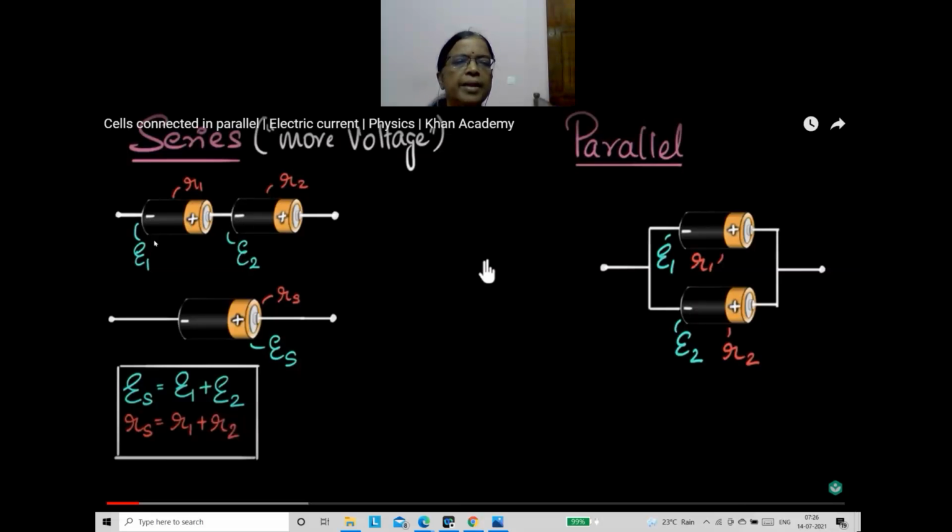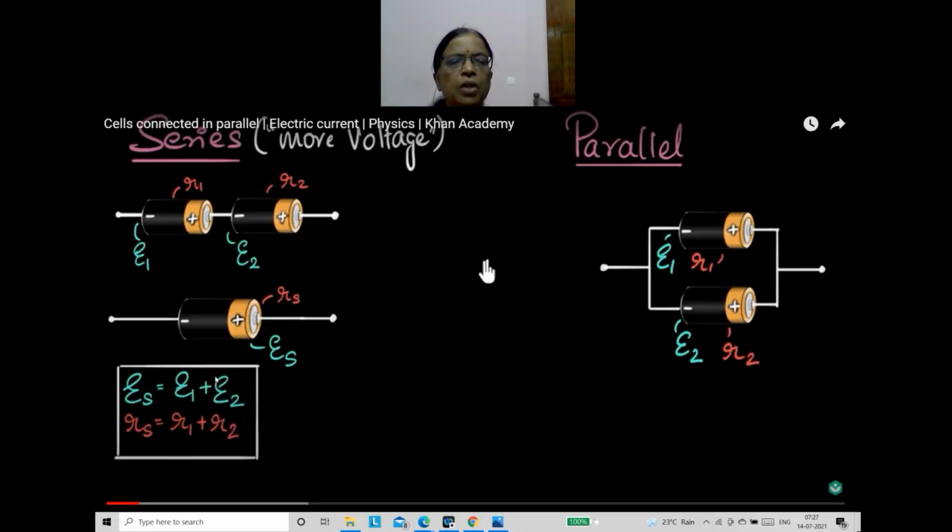And what is the net EMF of this combination? That is what we have to find out. So when cells are connected in series, the net EMF is ES, S suffix means series. ES is equal to the sum of the EMFs, E1 plus E2. And when they are connected in series, the internal resistances of the cells are also connected in series. Therefore, effective resistance R is equal to R1 plus R2.